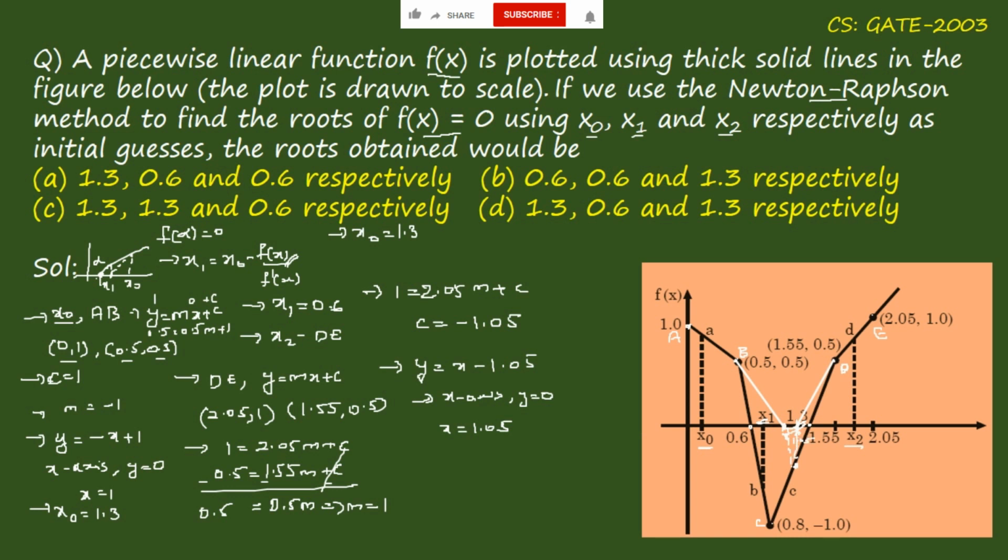Then I draw a tangent to it, and the point is 1.3. So we can say that x2 is equal to 1.3. So the answer is x0 is 1.3, x1 is 0.6, and x2 is 1.3. So it is satisfied in option D. So the answer is option D.